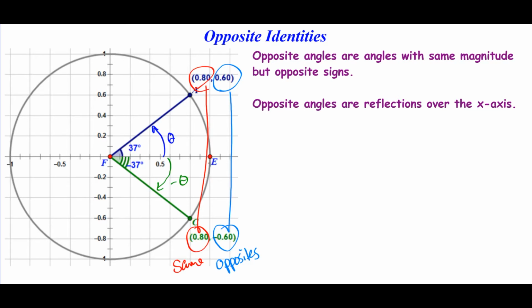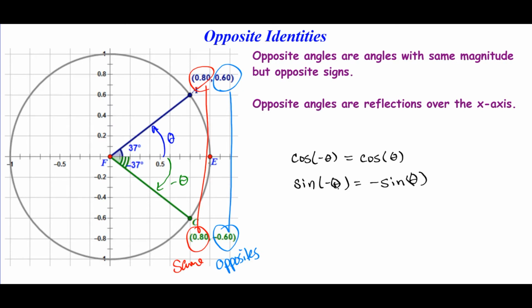So the x-coordinates are the same, and remember those are the cosine values. That tells us that the cosine of negative theta, the cosine of this angle at the bottom, is exactly the same as the cosine of the angle at the top because the x-coordinates are the same. So cosine of negative theta is the same as the cosine of theta. The y-coordinates, which are the sine values, are opposite values. So the sine of negative theta is the opposite of the sine of theta. Here we change the sign.